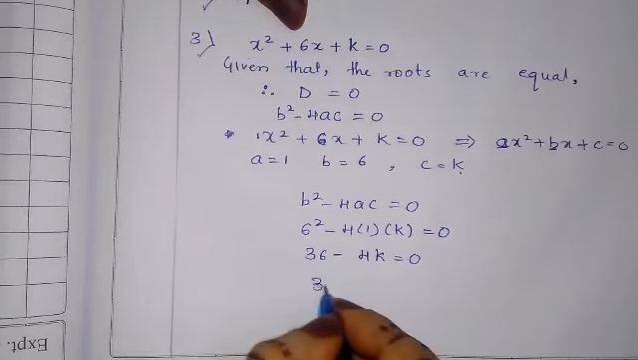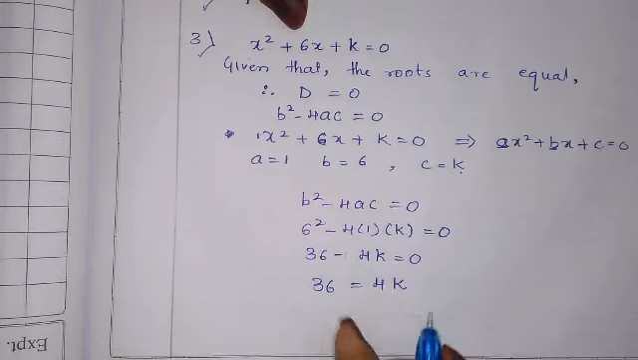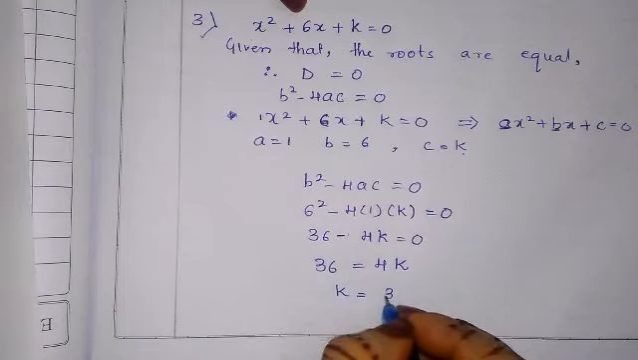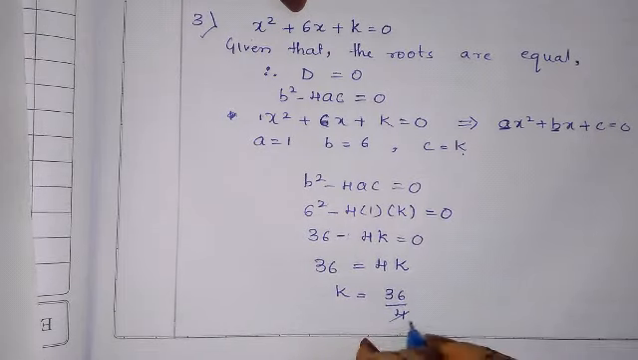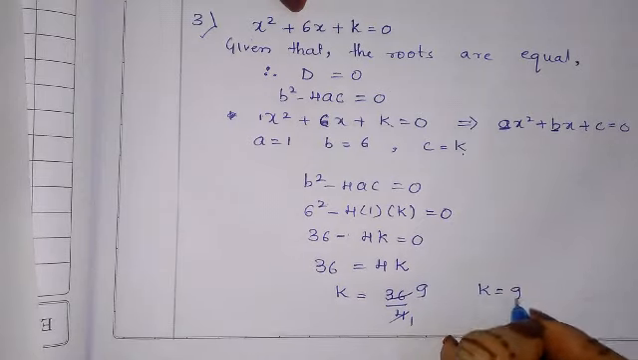6 square is 36 minus 4 into k, 4k equal to 0. So 36 here, 4k I'll take that side, is equal to 4k. K is equal to 36 by 4. 4 ones are 4, 4 nines are 36. K is equal to 9, we got.